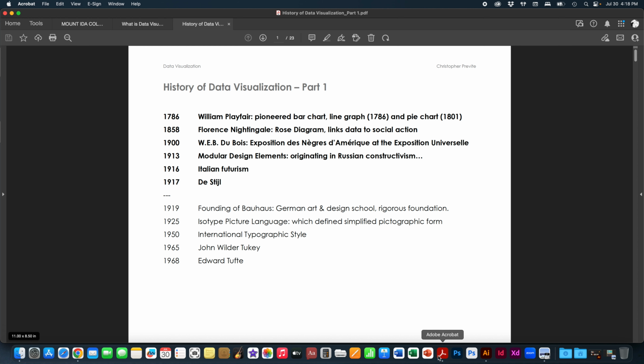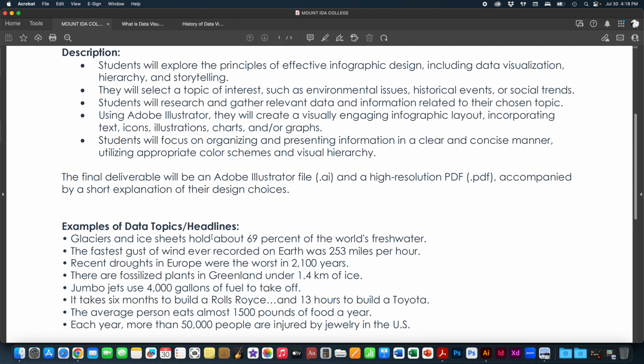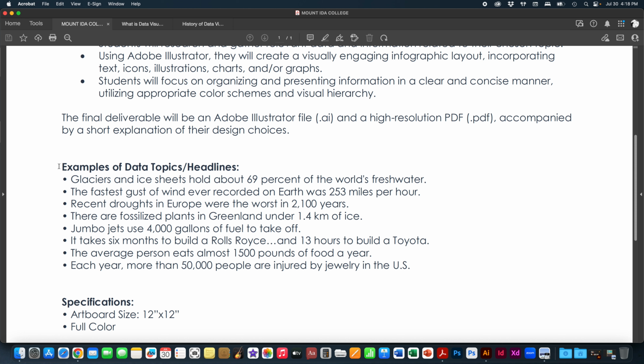So back to our assignment then. Now that you've got a little bit of that behind you, start thinking about what you want to present visually. What are your data topics? What is your headline going to be? These are just examples. If you happen to be in love with one of these, you are welcome to take it. It's fine with me. Don't just take it because it's right there and it's easy. Maybe you happen to love one of these subjects. But if not, go do some research. Go get yourself some data-based fun facts that you can visually represent using Illustrator, okay?